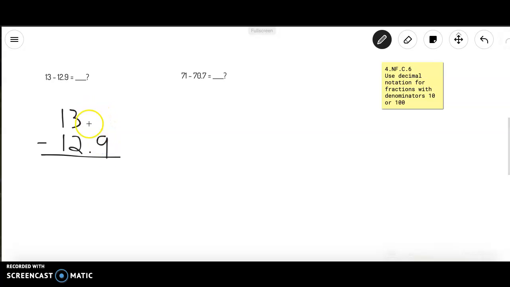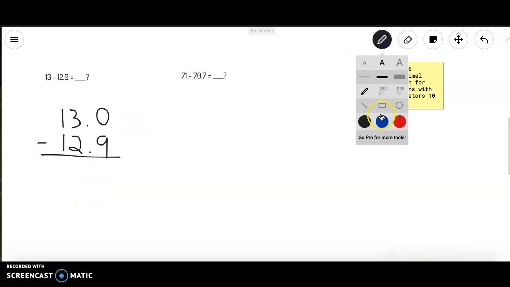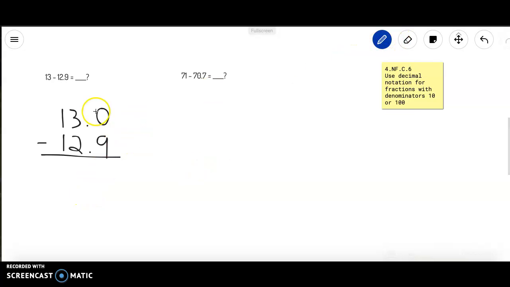Now remember that even though there's nothing here, there's still a decimal. This could be $13, right? So there's really a zero there. So now I can solve. I'm going to switch to blue so we can see the work that we've done. I can't subtract 0 from 9, so I'm going to borrow. Make this a 2. This is now a 10. 10 minus 9 is 1.